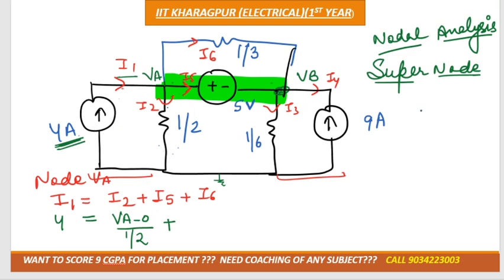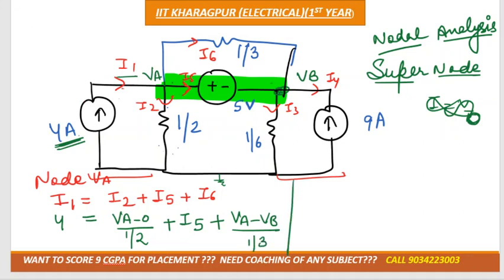I5, as you can see, if I write down I is equal to V by R, but there is no resistance, then the current would be infinite in that case, right? So we don't convert again in terms of V by R for the supernode. We'll write down I5 as it is. Clear? Now move towards I6. I6 is VA to VB, that would be divided by 1 by 3. Okay. Similarly, we'll make the equation for the node.